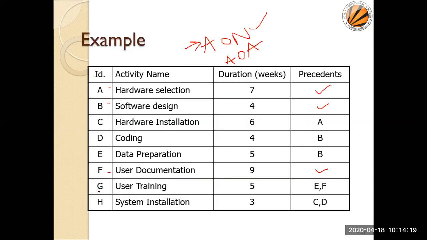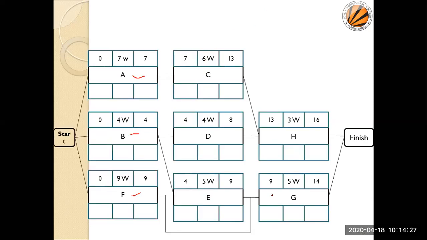E and F are the precedence nodes for G, and C and D are the precedent nodes for H. So here you can see C and D are finished before H, and similarly E and F before G. This is the network up till this, as per my given scenario.